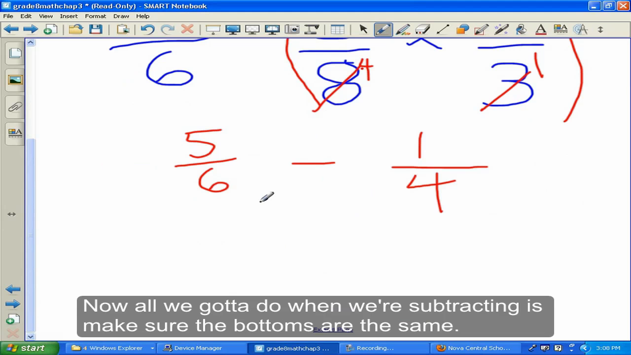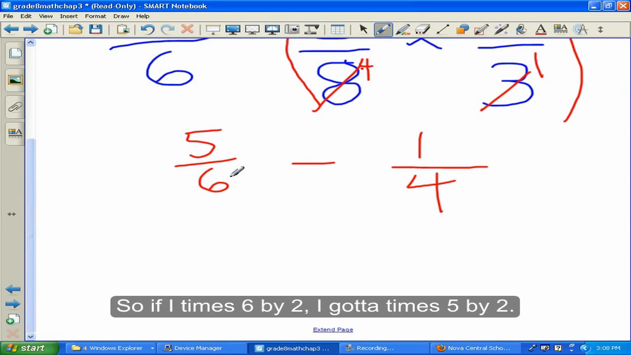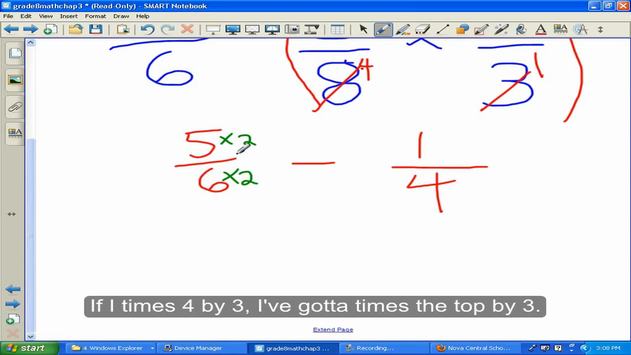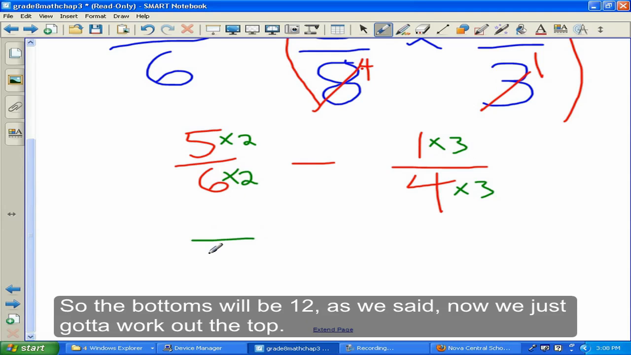Now all we got to do when we're subtracting is make sure the bottoms are the same. So 12 is the closest we can get to this being the same. So if I times 6 by 2, I got to times 5 by 2. If I times 4 by 3, I've got to times the top by 3. That will make the bottoms be 12, or common denominators. So the bottoms will be 12, as we said.